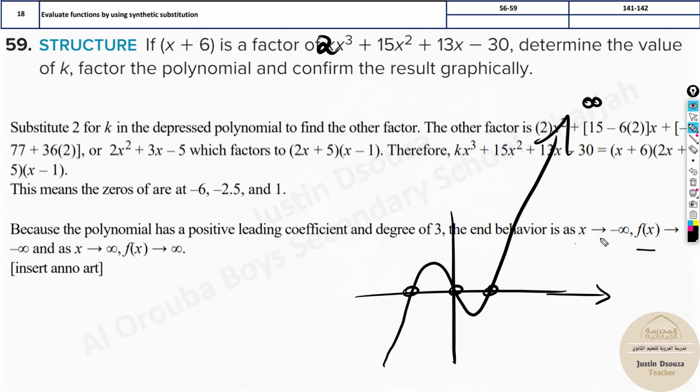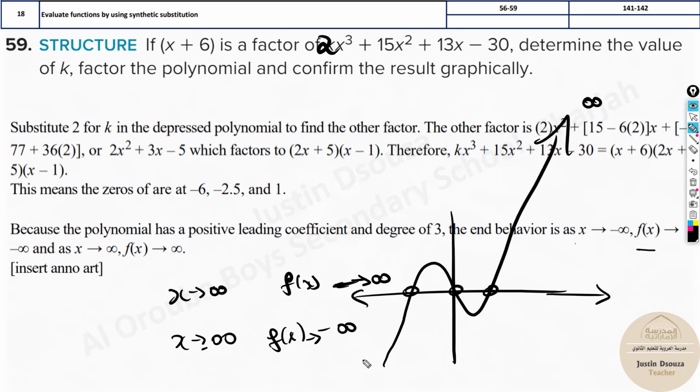Wait a minute, what is happening? I'll write over here the end behaviors. As x tends to positive infinity, the y value or f of x value must be positive infinity. This is tending to positive infinity. Whereas as x tends to negative infinity, this side minus infinity, f of x or y value also will be negative infinity. This is the cubic graph. So this is the end behavior they have written. And that's it. That's the answer.